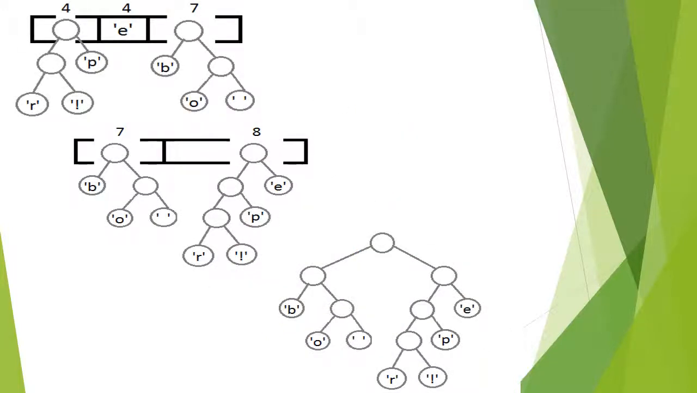And now we have 4 with 7. We are going to add 4 with 4, which is 8. Since 8 is greater than 7, it will be placed after 7. Now we remain with 7 and 8. 7 is a combination of B and another node, which is a combination of P and R with the exclamation mark, and 8 is a combination of O with space and the other node E. Now finally we'll get the Huffman tree in this format which is given.